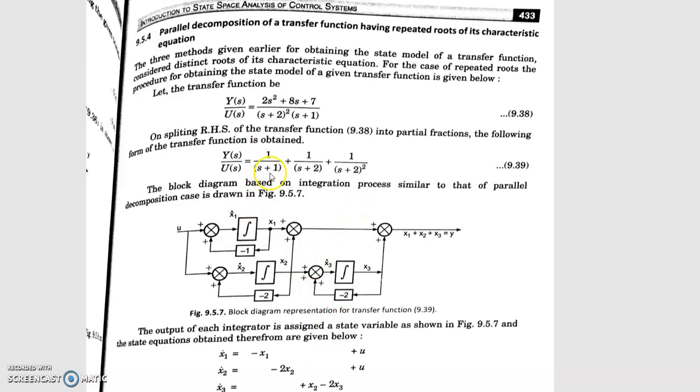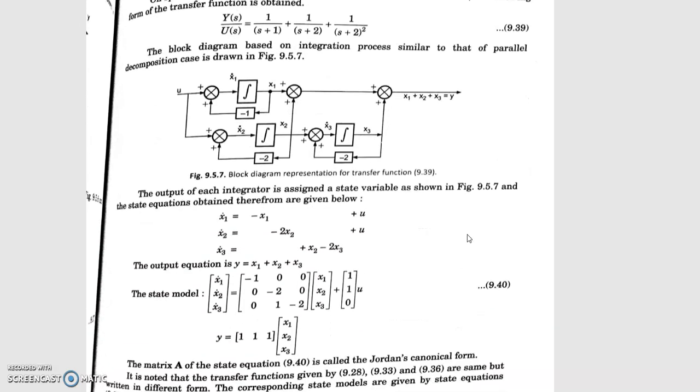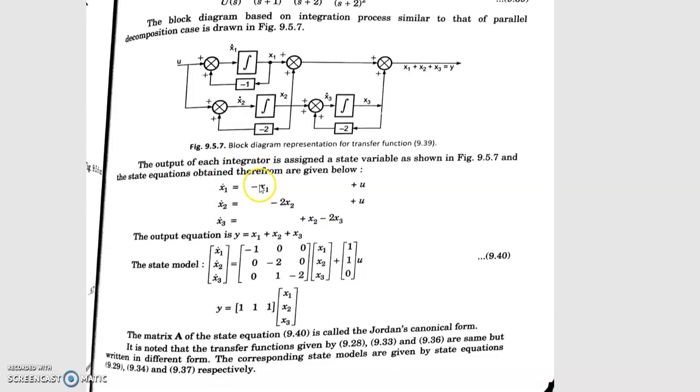So first, 1 upon s plus 1 is represented by this diagram. Now 1 upon s plus 2, the bottom one, and again 1 upon (s plus 2) whole square. So add all these things, which is the remaining portion of this one again. So we will obtain y equal to x1 plus x2 plus x3. Now arrange all these three state variable equations by the use of this block diagram 9.5.7, and at the end we will transform it into a matrix form, that is the 9.40 equation.